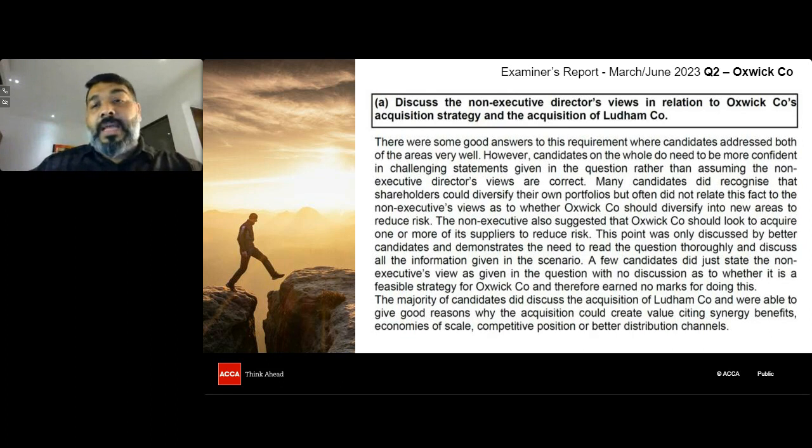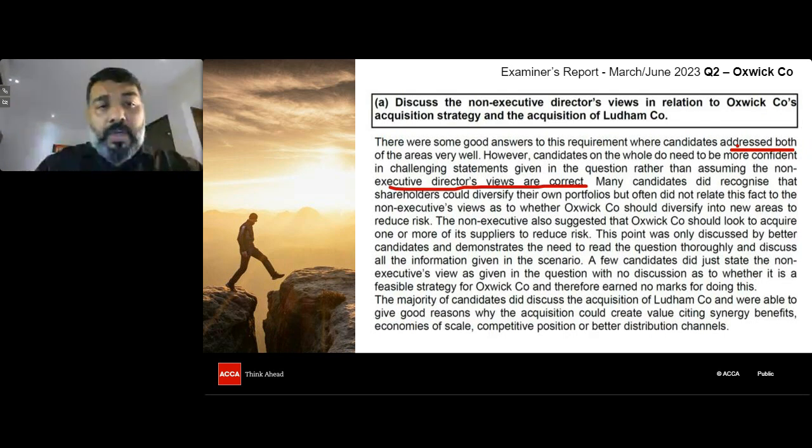It was noticed that these further discussions were not done at all. The candidates just mentioned the points that the non-executive director said, and there was no discussion at all. Both the requirements were not addressed, though some candidates answered both requirements. The director's view was not challenged.